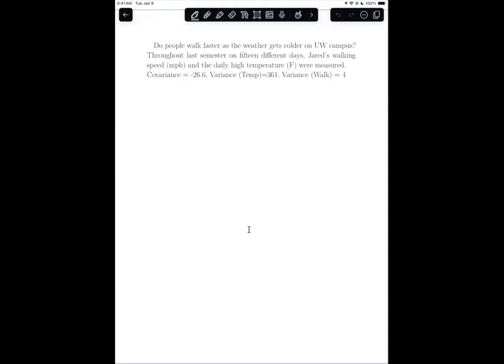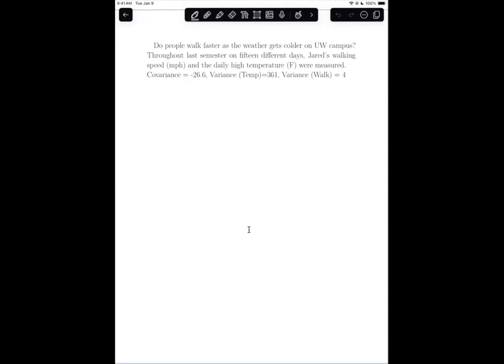Hello, we're going to talk about the correlation hypothesis testing situation. Our scenario is, do people walk faster as the weather gets colder on UW campus? Throughout last semester, on 15 different days, Jared's walking speed in miles per hour and the daily high temperature in Fahrenheit were measured. And then it gives the results of the covariance and two variances.